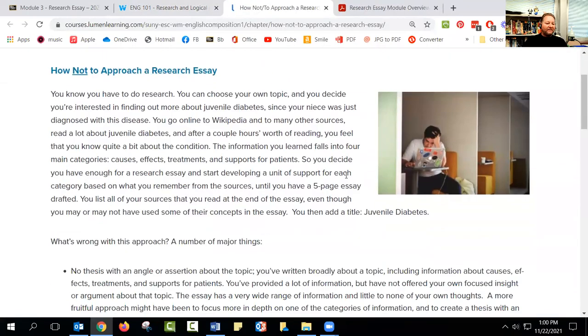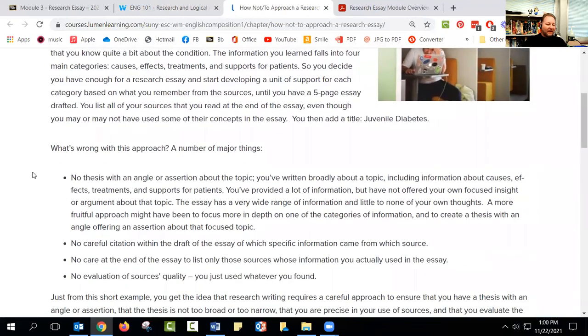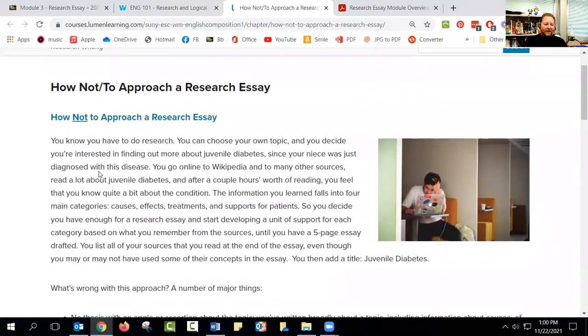But this will help you kind of do it the right way. All right. If we look at this one, and this is a good example of exactly what a lot of students do, right? How not to approach a research essay. You know, you have to do research.